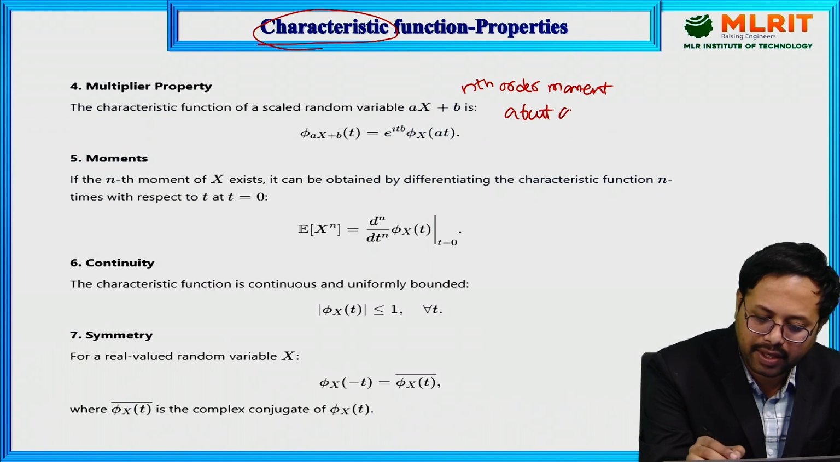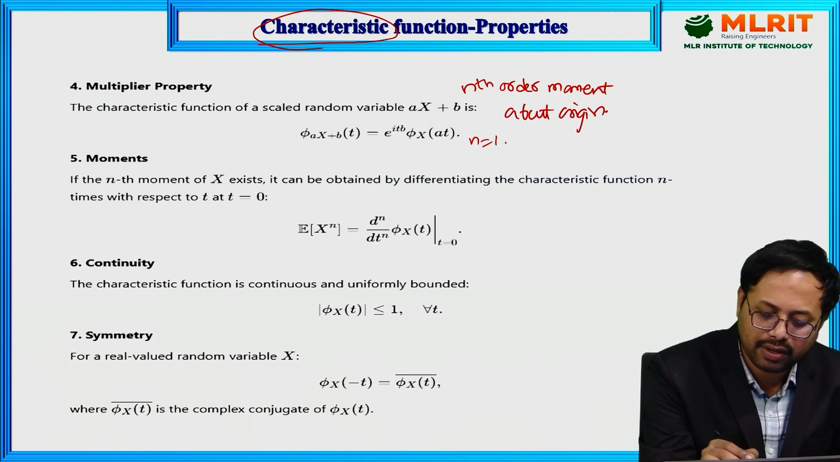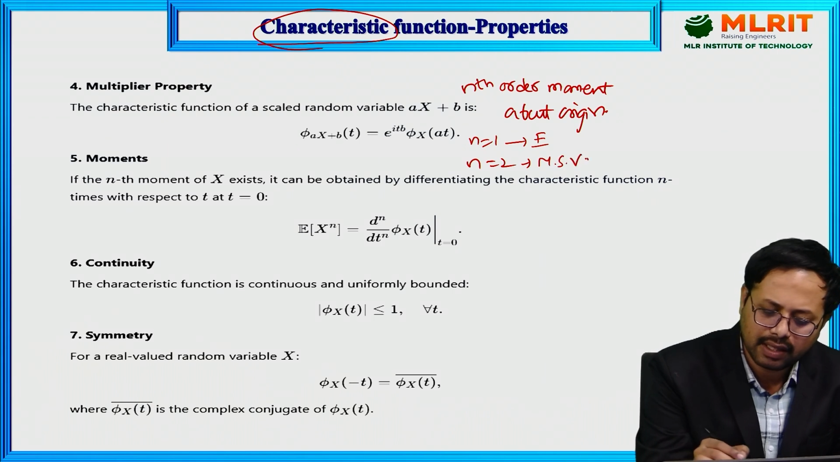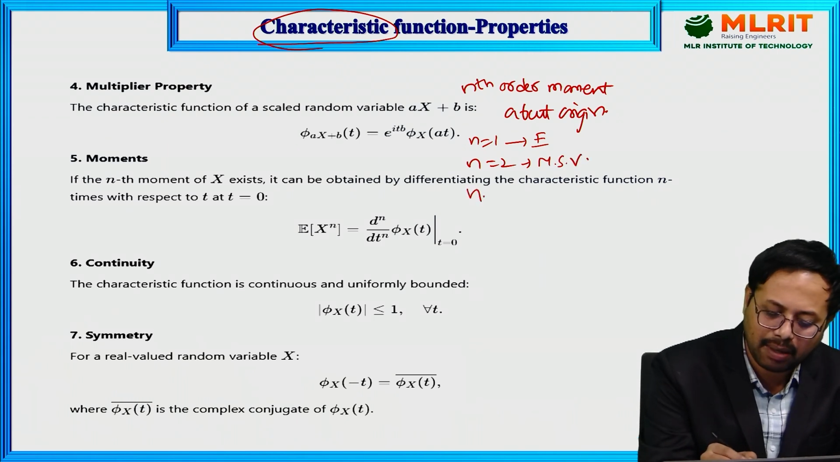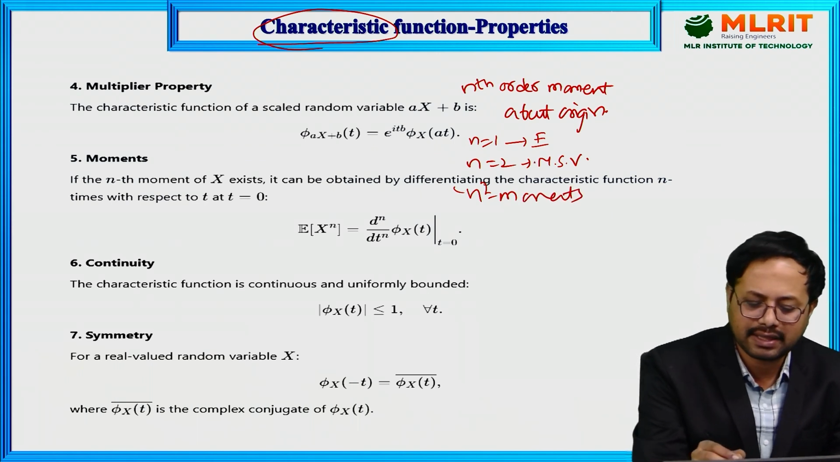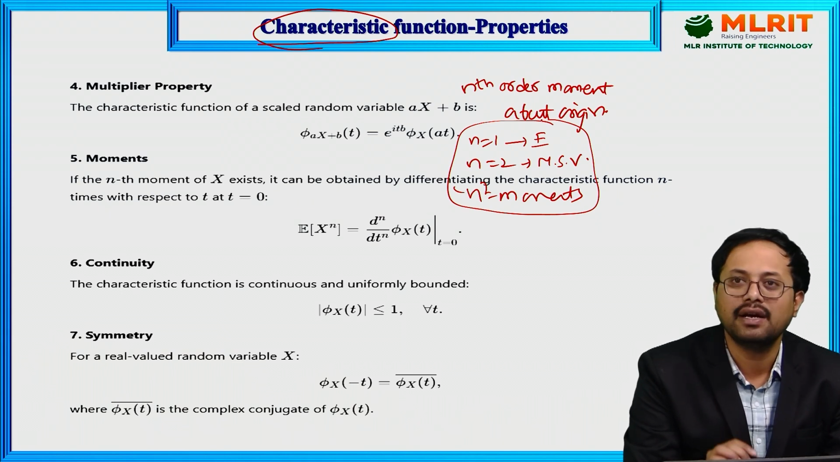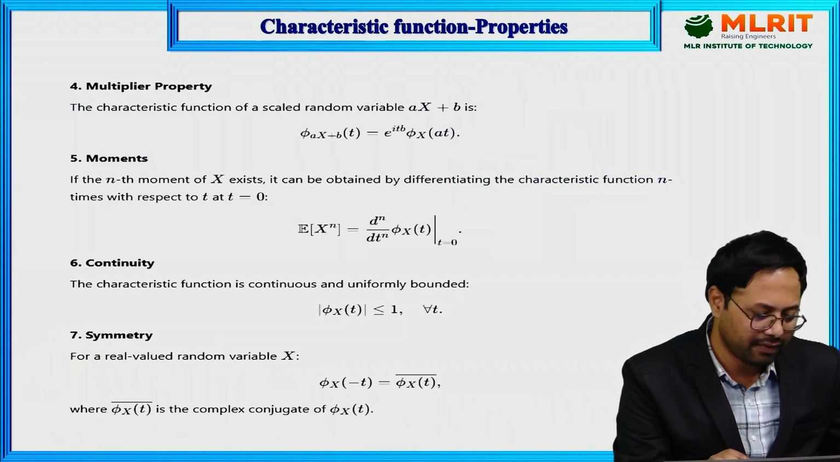nth order moment about origin. We already discussed the order of the moments. If you have n equal to 1, you will get the expectation; n equal to 2, you will get the mean square value. Similarly, we can calculate up to the nth order moments. These are all used for identifying the characteristic behavior of any function.